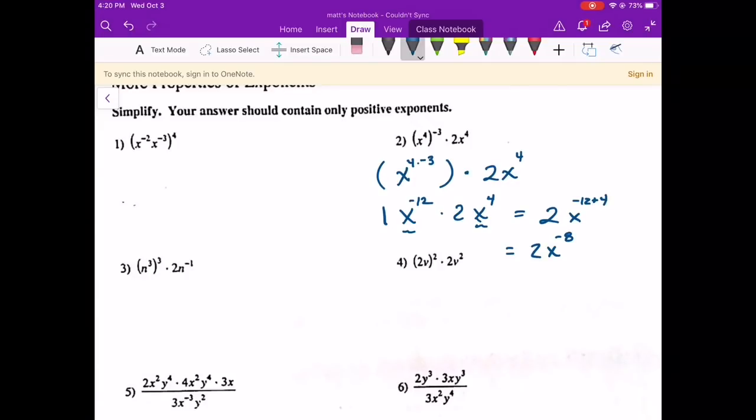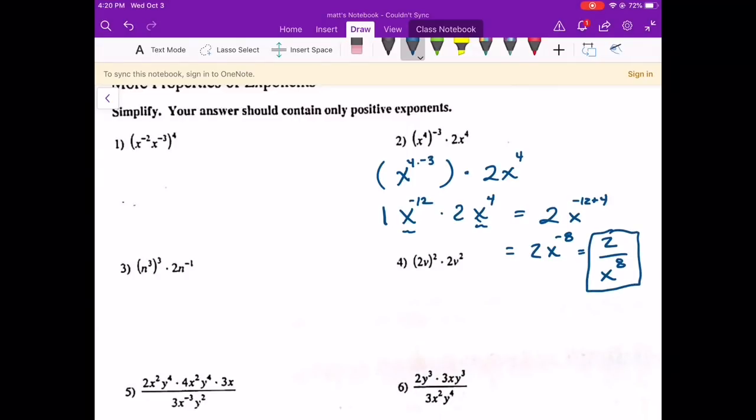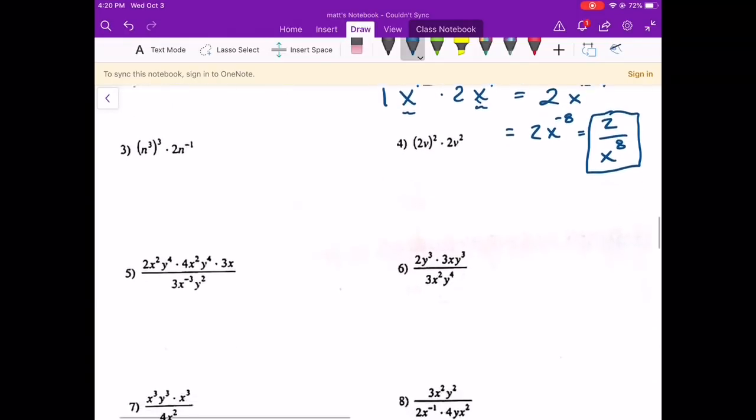And now I can deal with the negative exponent. Now keep in mind that 2 is not attached to that negative 8. So the 2 is going to stay up top where it's at. It's only the negative 8 and the x that have to move to make them positive. There we go. So this would be the simplified expression.